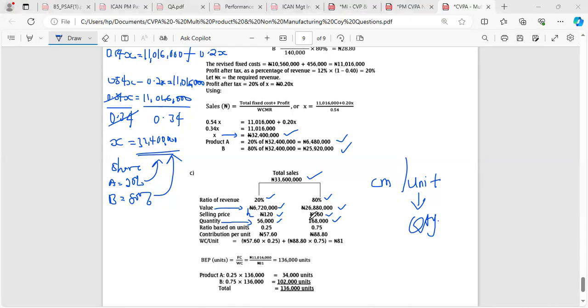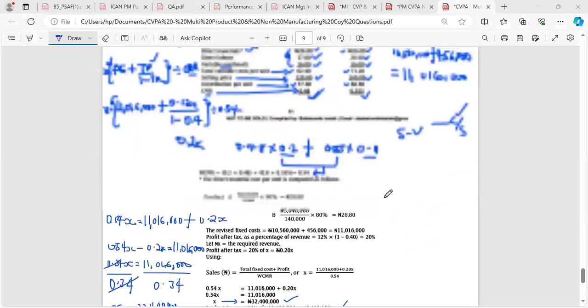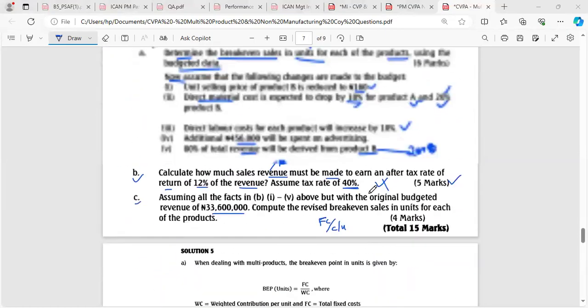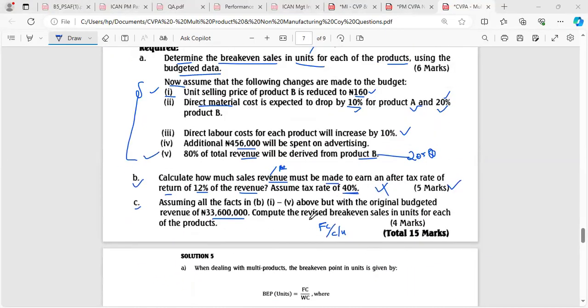Okay. Let's take it again. We want to calculate contribution. Let's go back to the question. We want to calculate break-even sales in units. So since we want to calculate break-even sales in units, we are trying to get the quantity, the units that we sold. Bearing in mind that the question told us that our revenue should be 33.6 million.